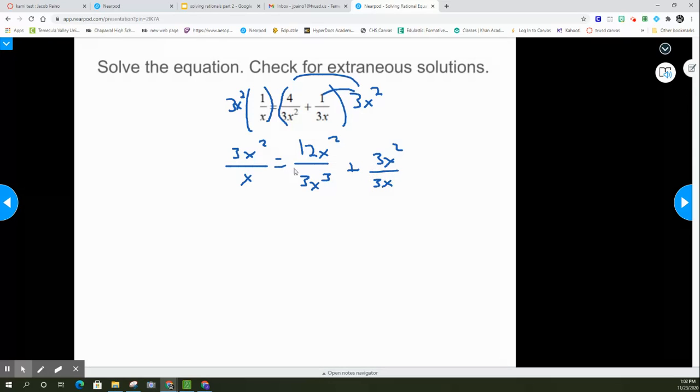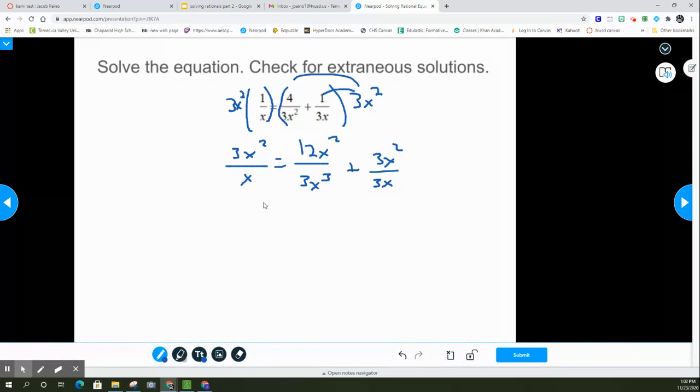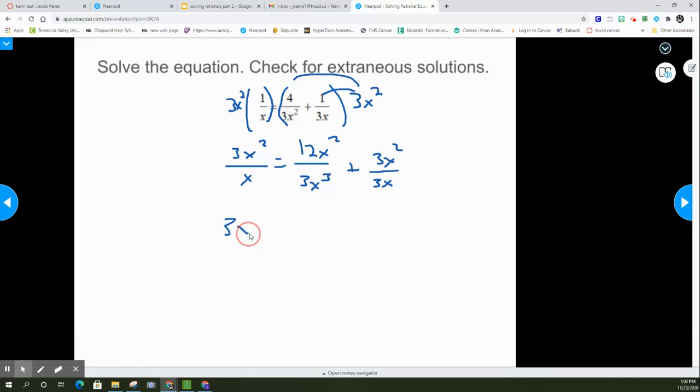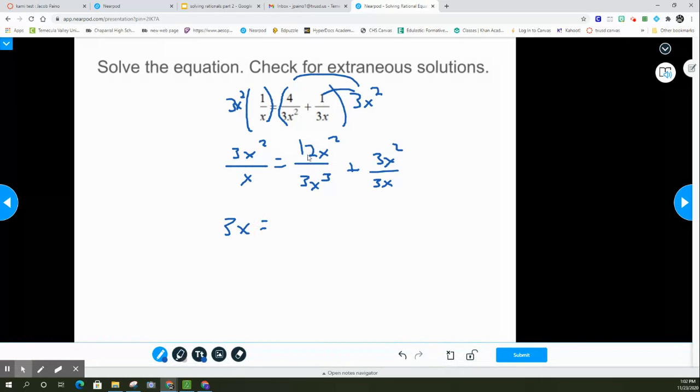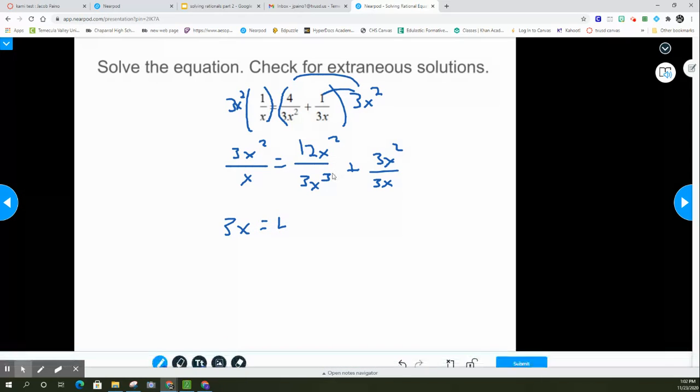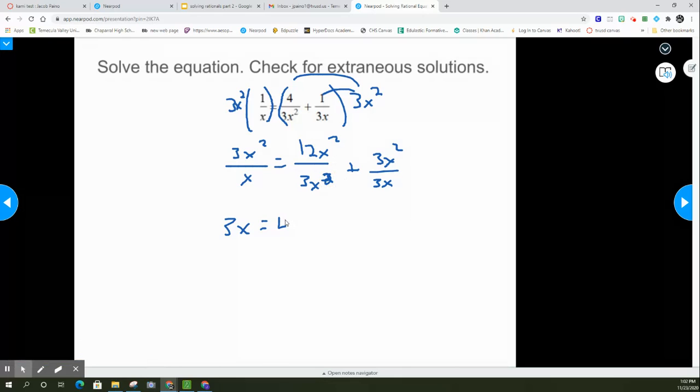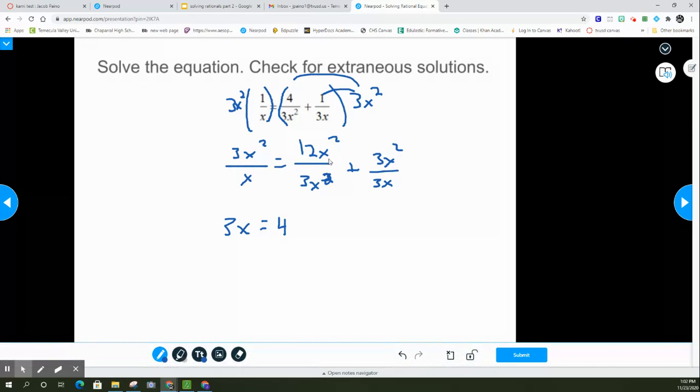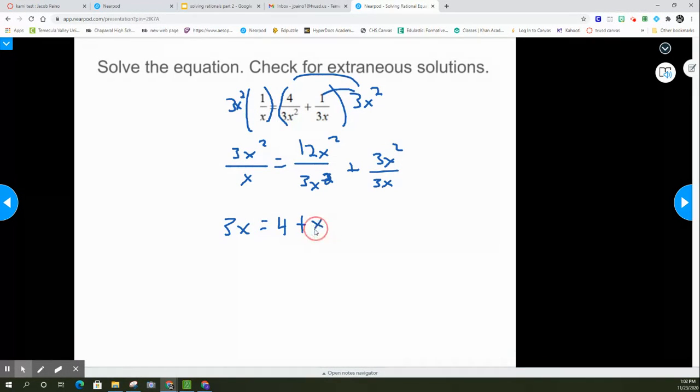Again, now when I simplify each fraction, the denominator is going to go away. Over here, 3x squared divided by x is just 3x. And then 12 divided by 3 is 4. X squared divided by x squared goes away. And then 3x squared divided by 3x is just x. Subtract x from both sides. I get 2x equals 4. Divide by 2, x equals 2.